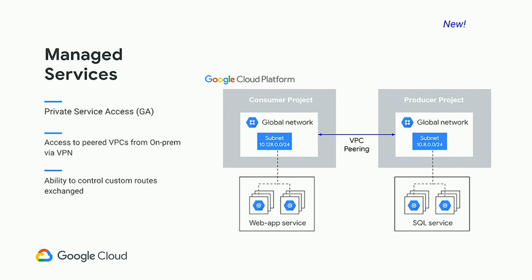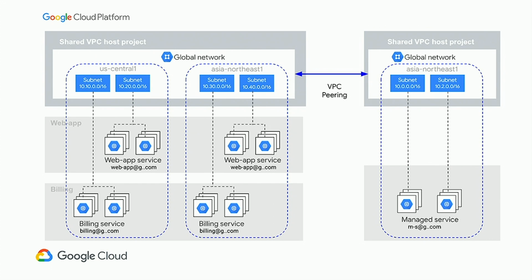One of the really important features that we have added as functionality to VPC peering is the ability to access peered VPCs from your on-prem network. And so if you have a VPC and you're accessing a managed service through VPC peering, and you have a VPN connection from your on-prem to your VPC, then you're able to also access the managed services from the on-prem via VPN or interconnect to your VPC. The other feature that we have launched, which is now available in beta, is the ability to control custom route exchanges. So let's take a look at all of these in more detail.